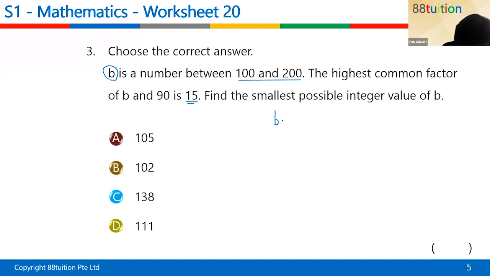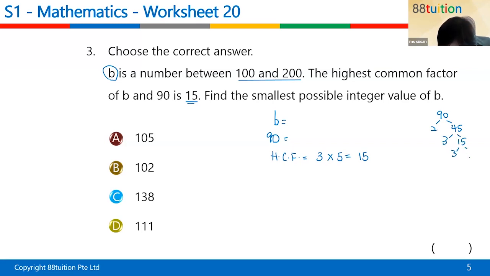So that means to say you have a B here and you have another number 90 and you have your HCF, highest common factor, as 15, which equals 3 times 5. Okay, why am I writing this? Because I wanted the indices. Okay, 3 times 5, 15. So first thing first is I need to have the prime factorization for 90. Okay, 2 times 3 here. So I fill this up first.